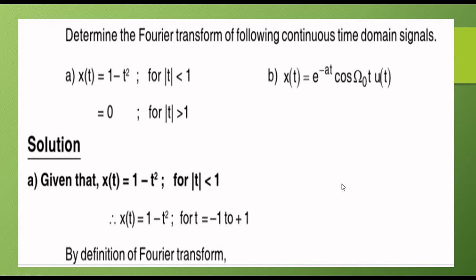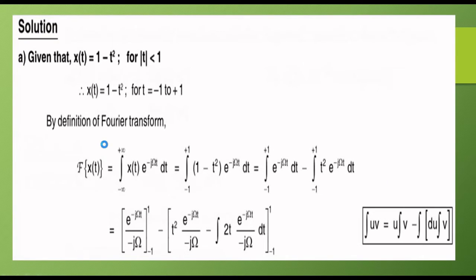So by the definition of Fourier transform, what is X of j omega? X of j omega is nothing but integral minus infinity to plus infinity x of t e power minus j omega t dt. Now what is your x of t? x of t will have a value of 1 minus t square only for modulus of t less than 1. Which means that from minus 1 to plus 1, the value is 1 minus t square. So we will change the integral limit as minus 1 to plus 1. We substitute 1 minus t square e power minus j omega t dt.